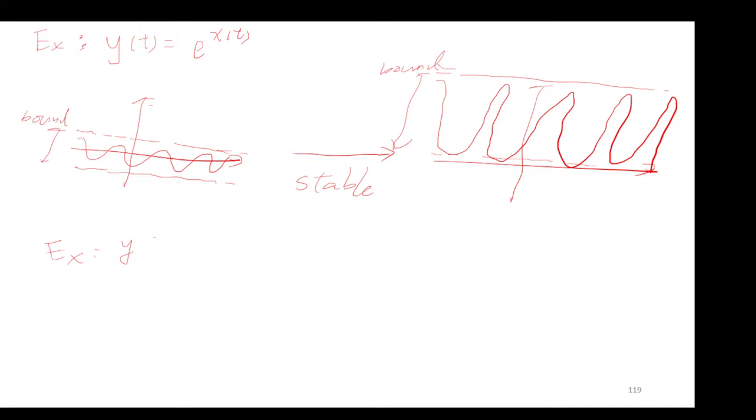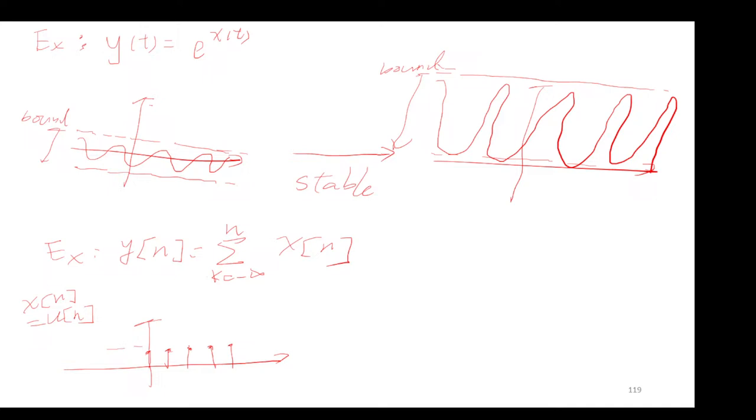So this is a bank account with no interest rate. y of n is just a summation over k from minus infinity to n of x of k. You're just adding things together. And if we have a bounded input, say I start saving money from today, today is t equals 0. Our input is x equal to 1, 1, 1, 1, 1. The input is a unit step function, so x of n equal to u of n. And it's bounded because everything is either 0 or 1.